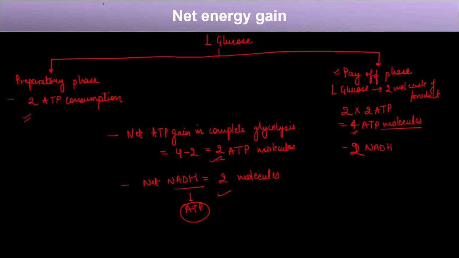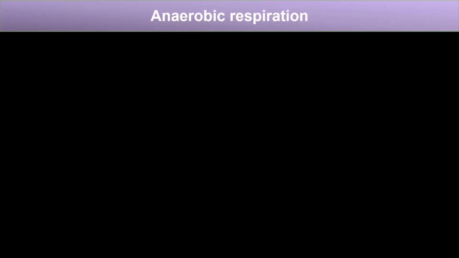Okay, now let's talk about anaerobic respiration. Here what we are seeing is that glycolysis is a universal cycle, right? That's true. So it will be present in both aerobic respiration and anaerobic respiration. But if we talk specifically about anaerobic respiration, then what happens? In the last lecture, we saw the difference between aerobic and anaerobic respiration, and we saw that in anaerobic respiration there are various changes.